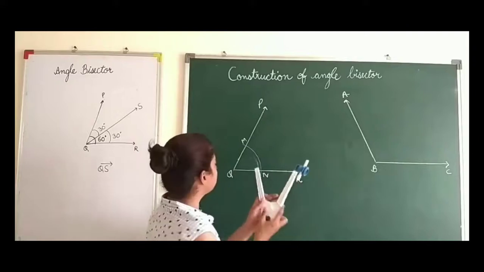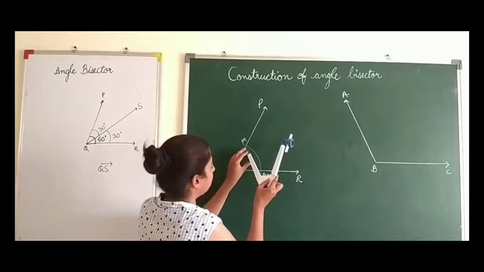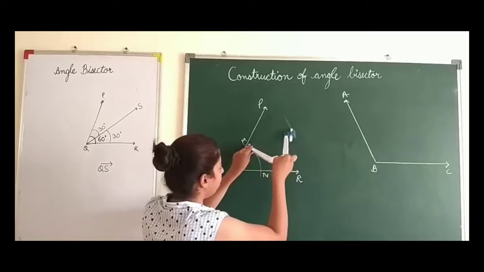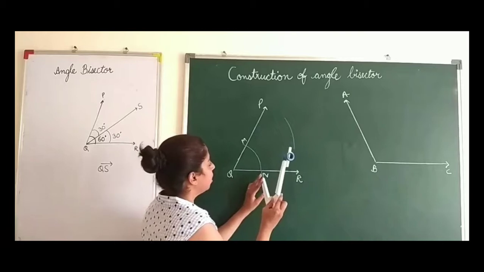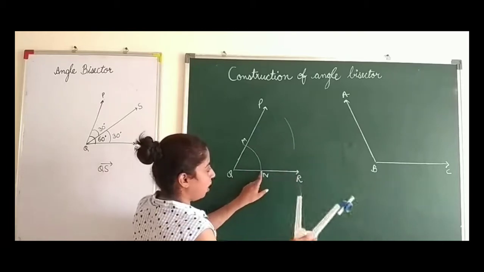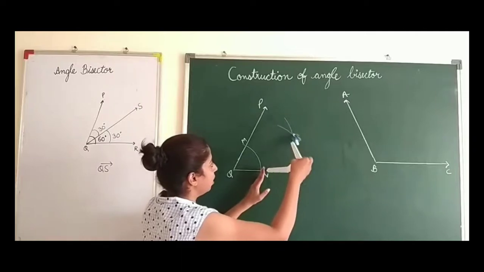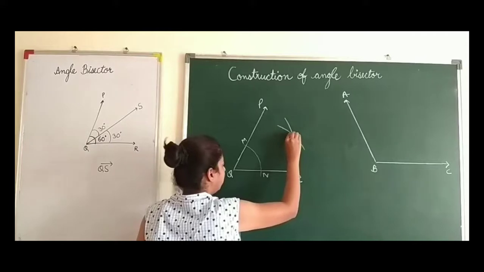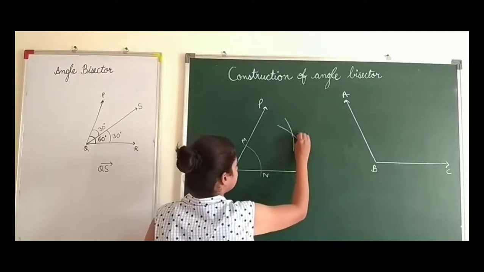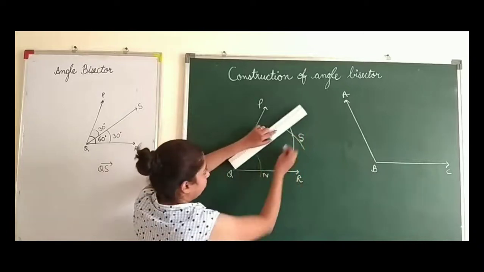You can change this measurement now. Now keeping M as the center, you draw an arc. Now keeping the same radius, keep the point on N, and you will again cut the previous arc. So you have got this. Give any name to this point, say S. Then you join this point S and Q.